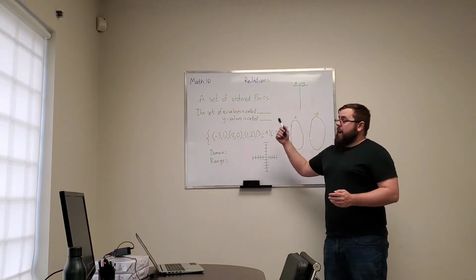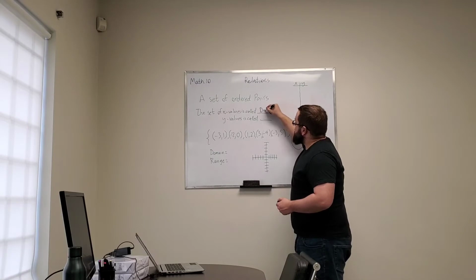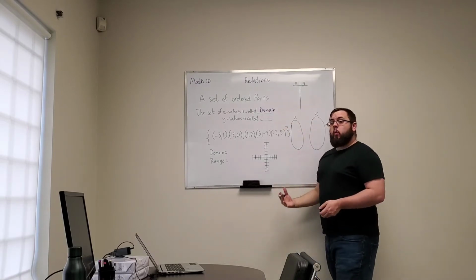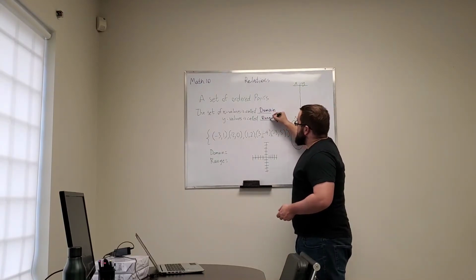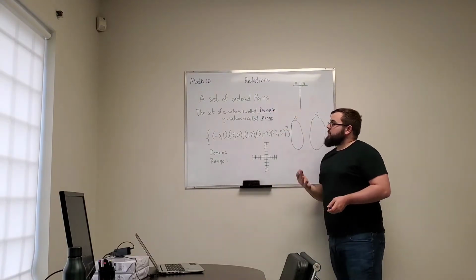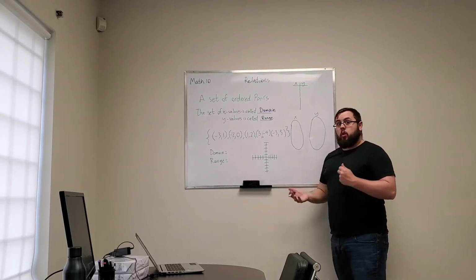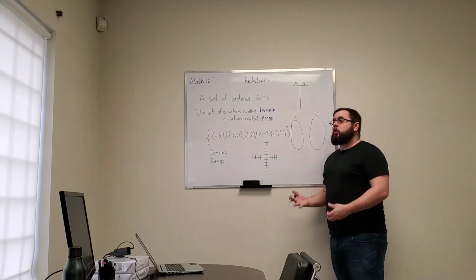So a set of x values is called the domain. And the set of y values is called the range. Okay, so the set of x values is the domain, the y values are the range, and this basically tells you what all the possible options for x or y could be.